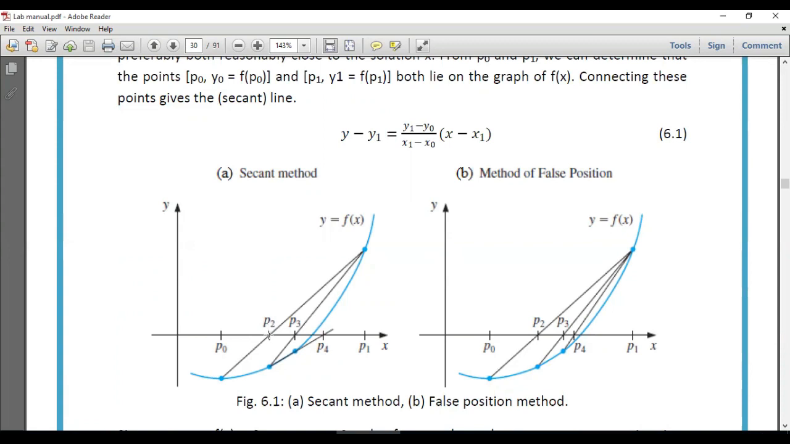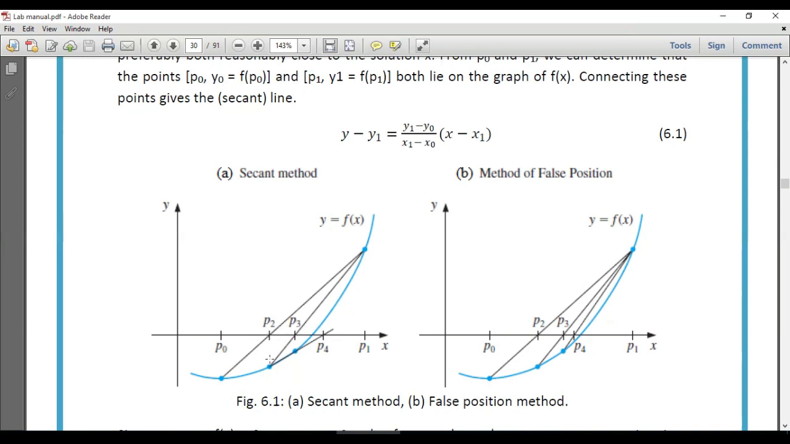After finding P2, we will discard the initial point which was P0, and we will perform the same thing for P1 and P2. At P2 the value of the function is over here, and at P1 the value of the function is over here, and we will again draw the straight line from this point up to this point, and that line passes the x-axis at this point. This point is P3, and now we will discard P1. So our new points are P2 and P3.